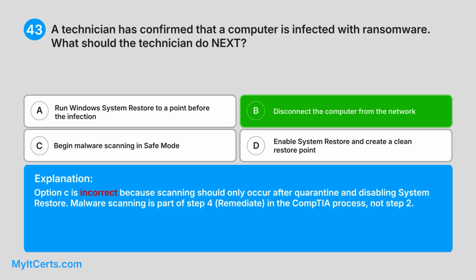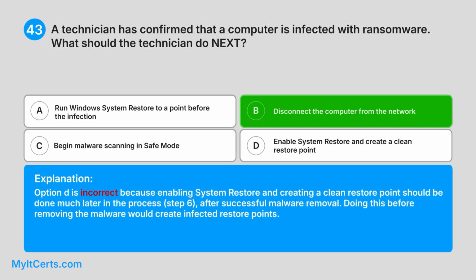Option C, begin malware scanning in safe mode, is incorrect because scanning should only occur after quarantine and disabling system restore. Malware scanning is part of Step 4, remediate, in the CompTIA process, not Step 2. Option D, enable system restore and create a clean restore point, is incorrect because enabling system restore and creating a clean restore point should be done much later in the process, Step 6, after successful malware removal. Doing this before removing the malware would create infected restore points.